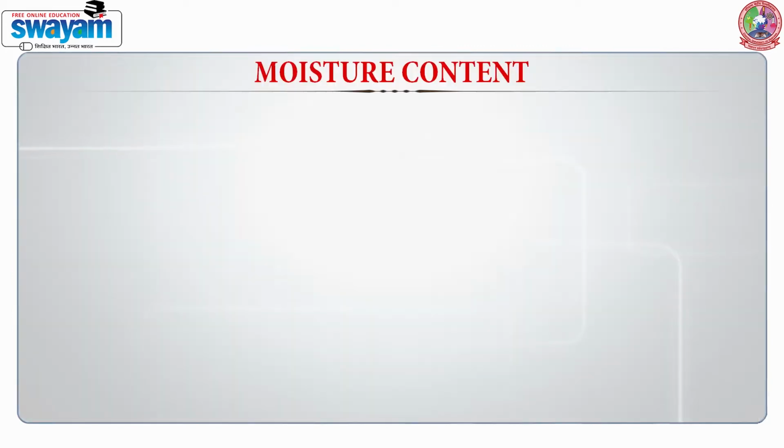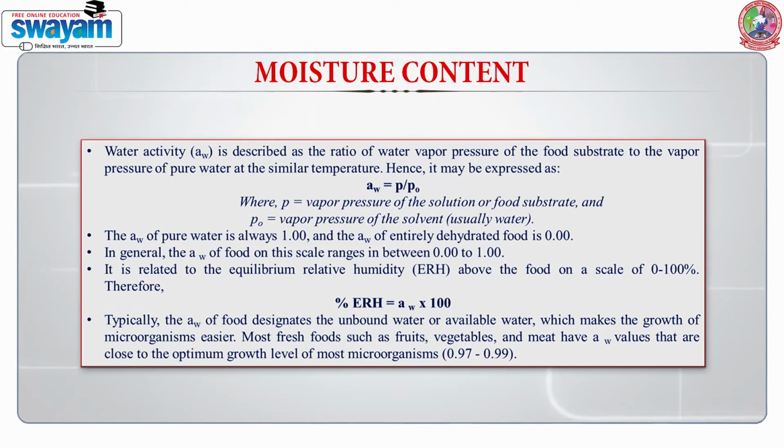For the growth of microbial cells in food, water is required in an accessible proportion. As we know, from ancient times, food has been preserved by controlling its moisture content. Microbiologists usually indicate the need of water for microorganisms with regard to the activity of water of the atmosphere or food. Water activity is described as the ratio of the water vapor pressure of the food substrate to the vapor pressure of pure water at a similar temperature.